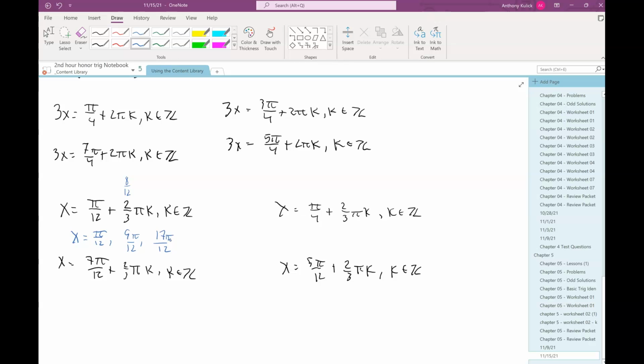Ellie? Can you just explain how you know to add the 2/3 pi? Oh, okay, so I divided both sides by 3. So when I divide this by 3, I have 2/3 pi. Okay, thank you. No problem.